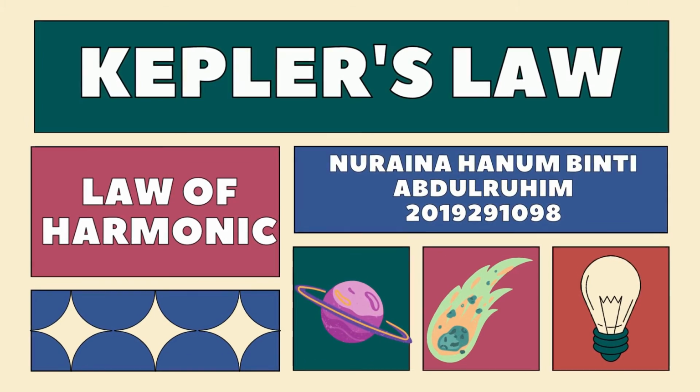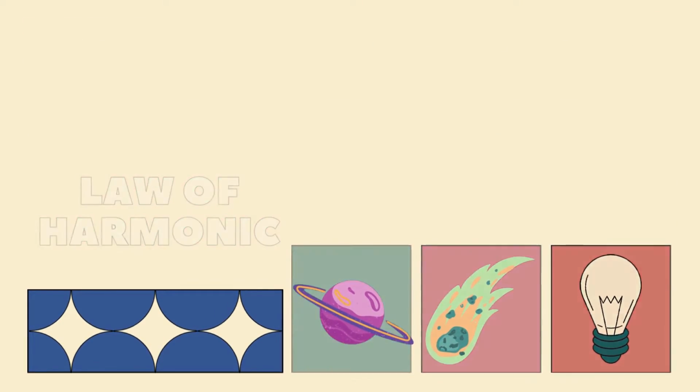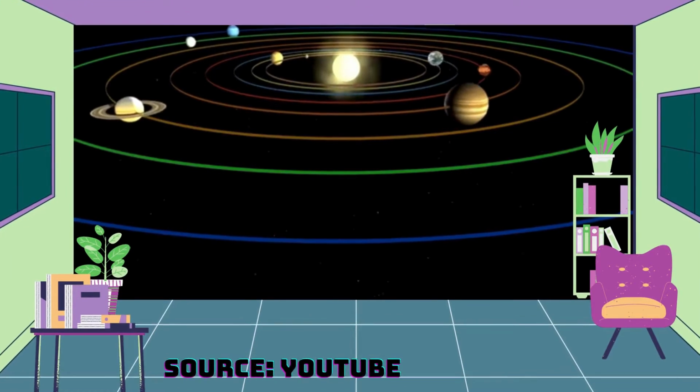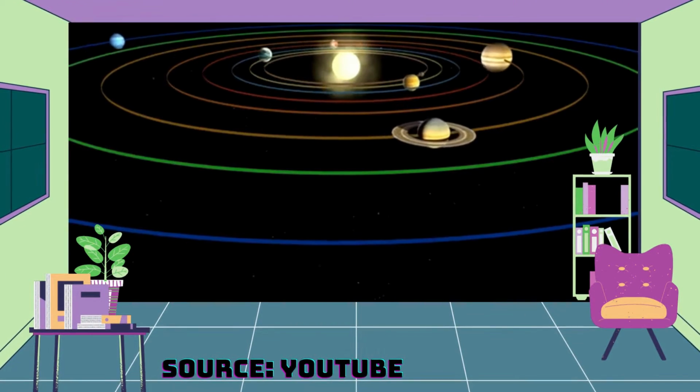I will tell you about Kepler's third law, which is the law of harmony. In the previous slide, you have learned about the first and the second law of Kepler. So, what is the third law? The third law's name is the law of harmony. Kepler's third law was published in 1619 in the book named Harmony of the Worlds.